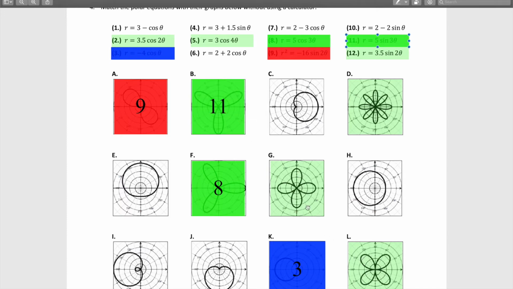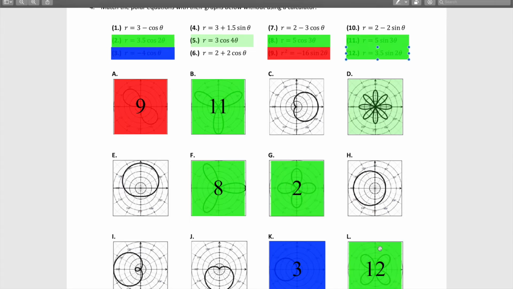Next, I would look at these two that have the 4 petals. So when there's an even number of petals, it's always 2 theta on the inside. This one down here has to be sine. This one has to be cosine. Cosine always wraps around the x-axis. So this one right here has to be 2, and this one down here will have to be 12.